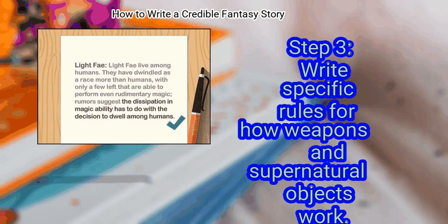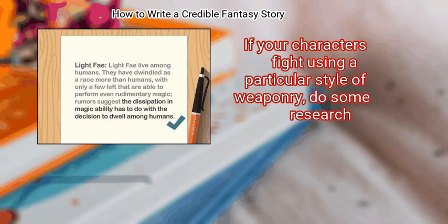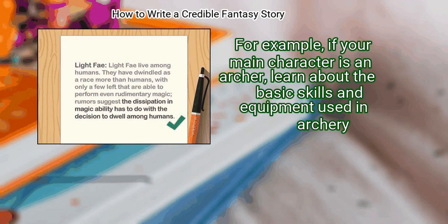Step 3. Write specific rules for how weapons and supernatural objects work. If your characters fight using a particular style of weaponry, do some research. For example, if your main character is an archer, learn about the basic skills and equipment used in archery.